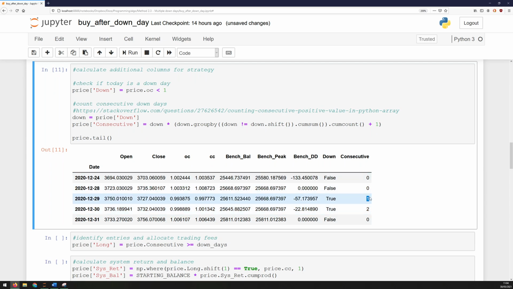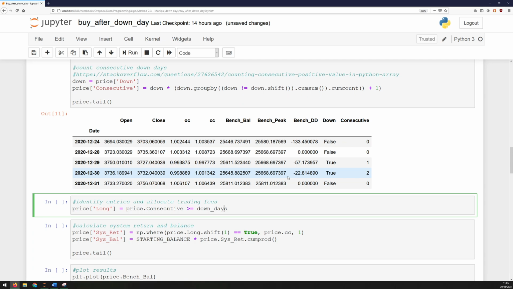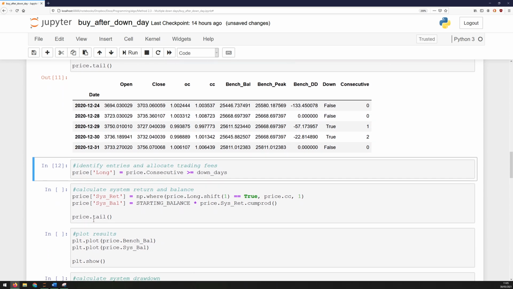So this is my first down day, that's my second down day, and then it resets back to zero. Well, now I can identify all of my entry triggers. So I know how many consecutive ones I have, and I'm only looking for one consecutive down day. So as long as that value is equal to this down day variable, which is set to one at the moment, that's going to give me a whole bunch of long signals.